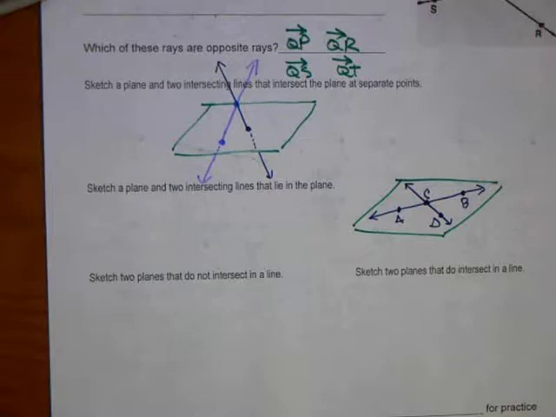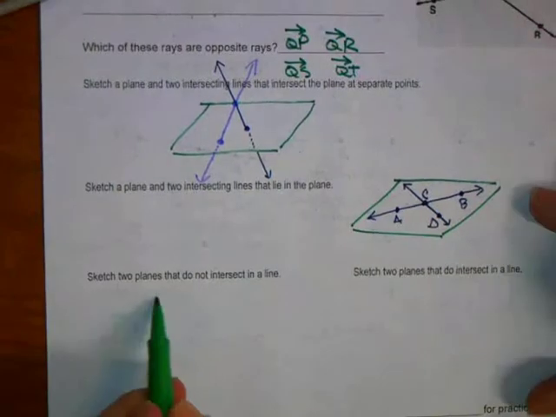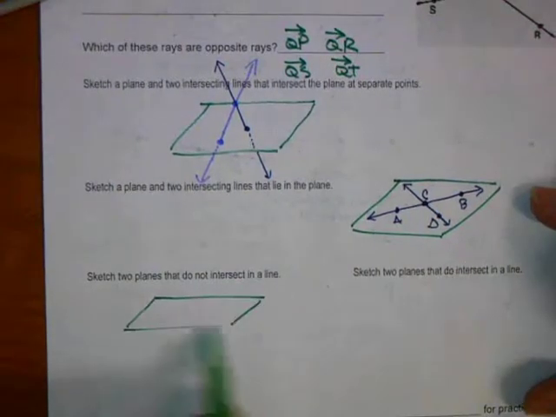Sketch two planes that do not intersect in a line. How would that look? Those planes have to be what? If they're never going to intersect, because planes go forever, they have to be what? They have to be parallel. So just try your best to make it look like they're parallel, like one right on top of another.